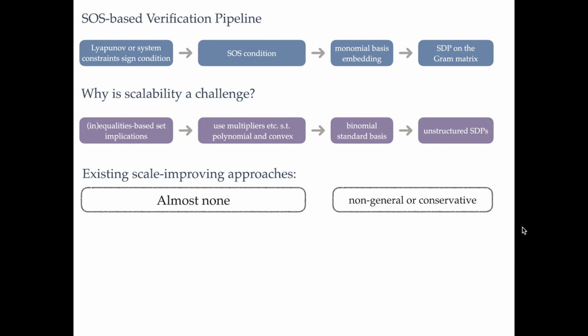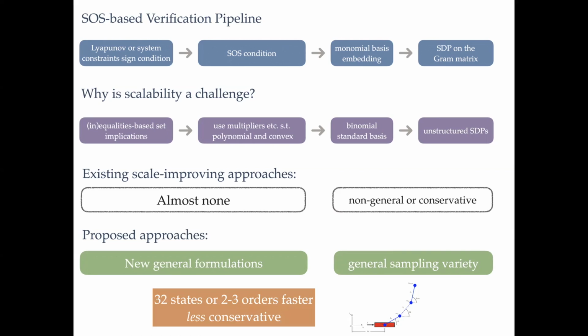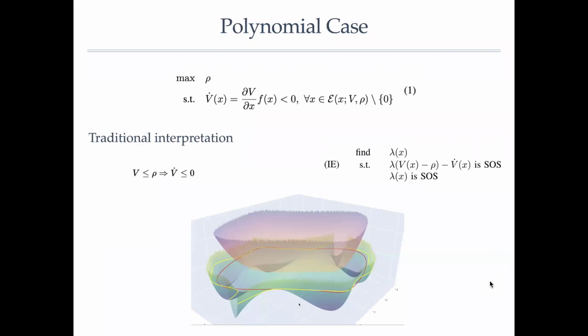So what we propose here is, first, new general formulations to address the mathematical overheads, and then a direct application of a recent sampling variety approach to improve the lower level optimization computations as well. The end result is a much improved scalability to a 32 states multi-reachability robotic system, or when a baseline is available, a 2 to 3 orders of magnitude speed up. And all the while, we have a theoretical guarantee that the region of attraction approximation that we get is less conservative. So let's start with the polynomial dynamics case.